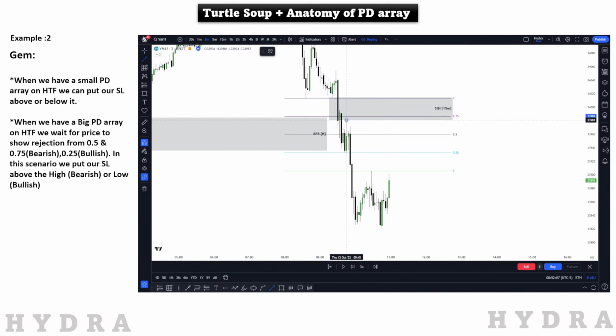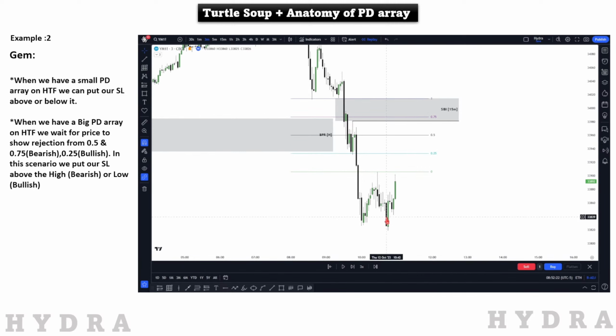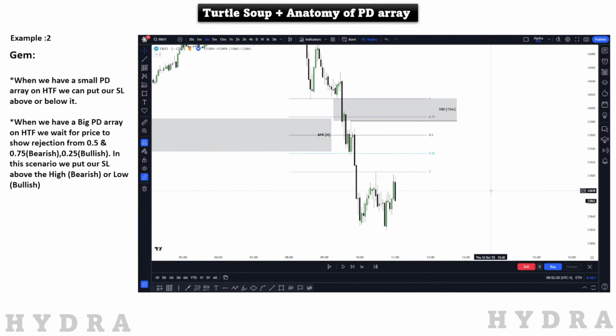So I'm gonna mark it, and now as I told you guys, when we have a big PDA on higher time frame, we wait for a rejection from 0.5 and 0.75. We don't do anything until price reaches here. Okay, now let's see if price is building strong sell side liquidity for us when it's moving towards these liquidity levels.